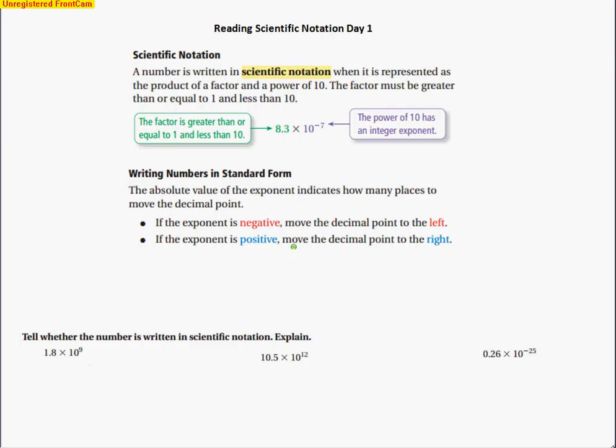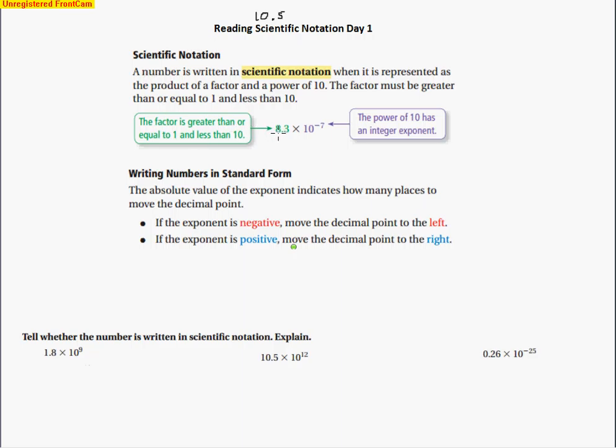This is the lesson for Chapter 10, Section 5, and it's titled Reading Scientific Notation, Day Number 1. And so what we'll end up saying, again, this is 10.5. Scientific notation basically is a number written where it represents the product of a factor and a power of 10. So what we have here is an example.